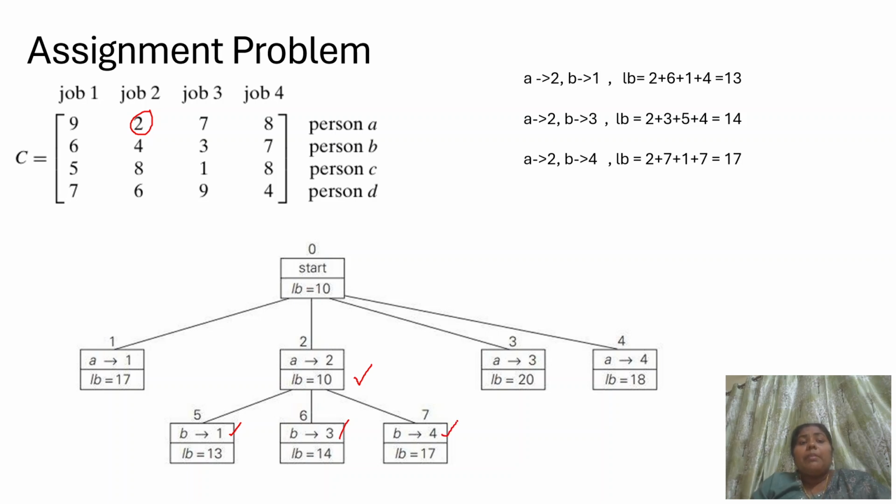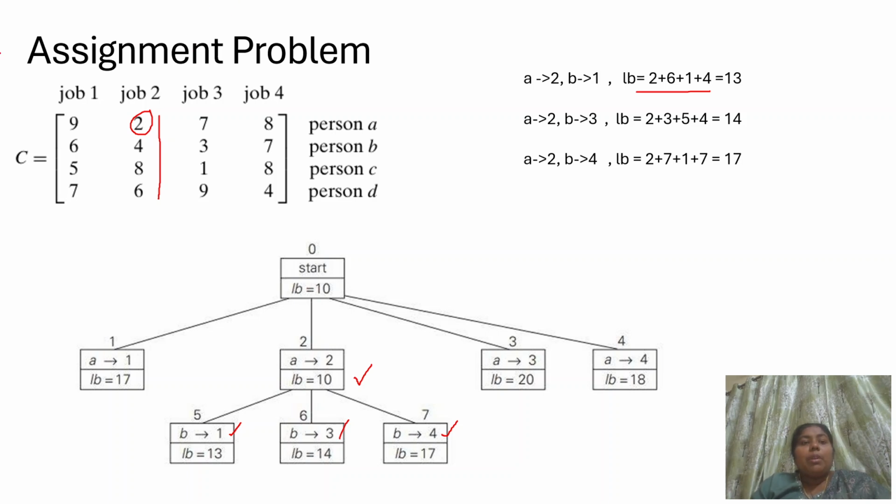So now B can be assigned to job 1, B can be assigned to job 3, B can be assigned to job 4. That is given here. How to calculate the lower bound? So we are not able to select any content from this one. That is very important. We are not able to select any content from the second column.